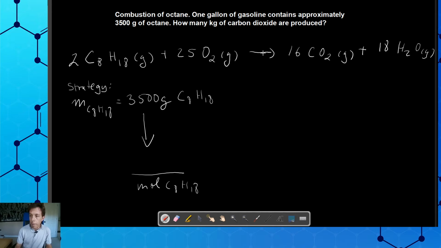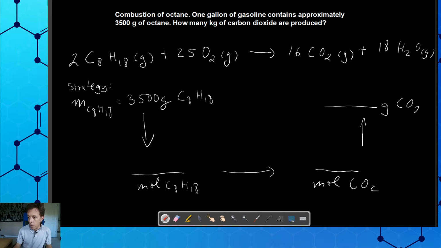Then we can use the mole ratio in the balanced chemical equation to find the number of moles of CO2. And from there, once we have the moles of CO2, we use the molar mass to find the grams of CO2. So we can find grams of CO2 and kilograms of CO2. For step 1, we just use the molar mass. Here we use the mole ratio. And for step 3, we again use the molar mass of CO2.